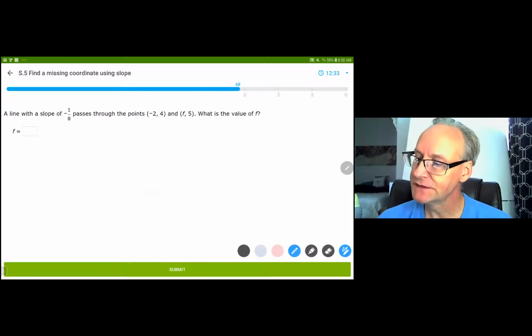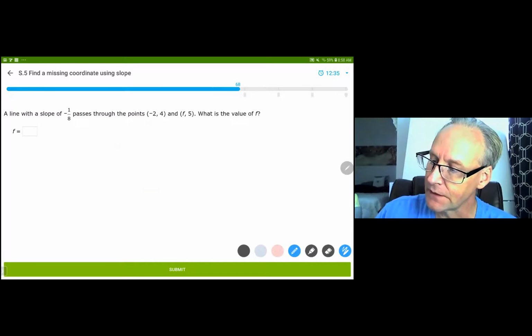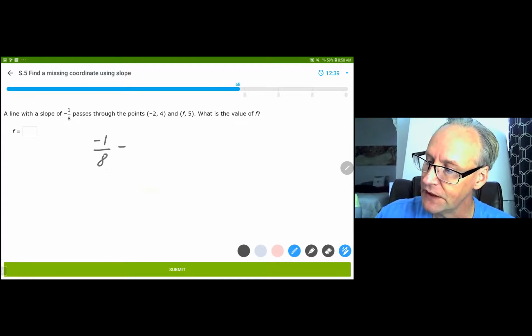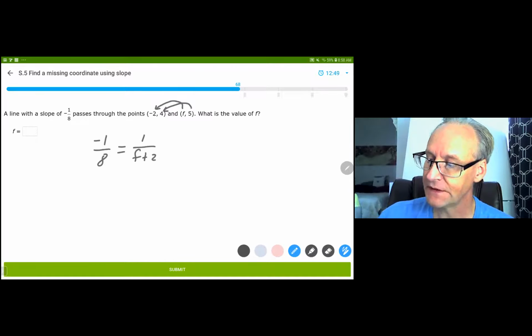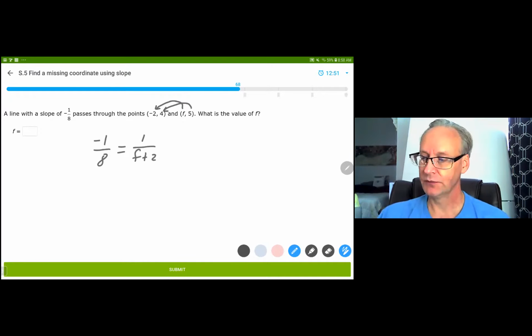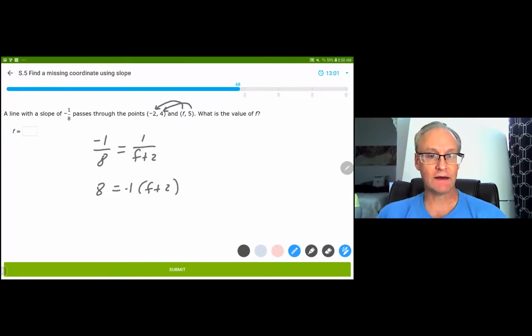And let's see, we have a -1/8. It's going to go in the numerator, just like I said before, and it's going to be equal to the change in y, which is 1 over the change in x, which is f plus 2. And this time I'm going to go ahead and do it the other way. I'm going to multiply the 1 times the 8 and get the 8. And this time I'm going to leave the -1 outside, f plus 2.